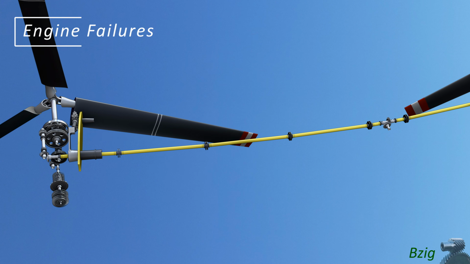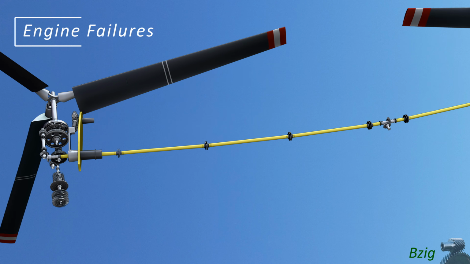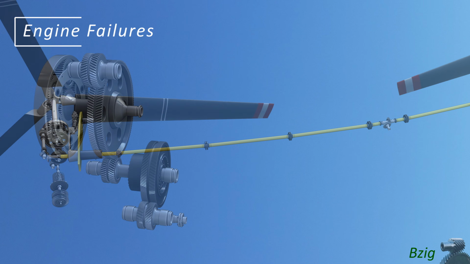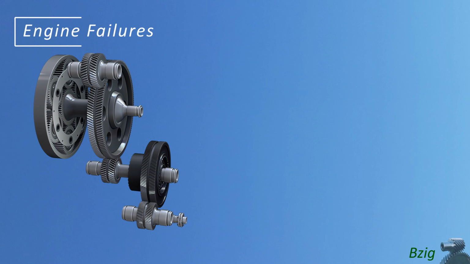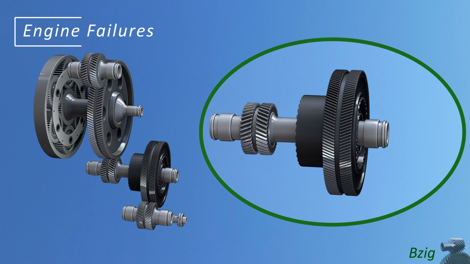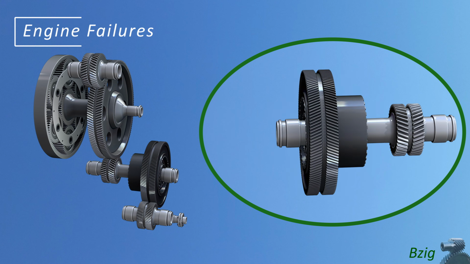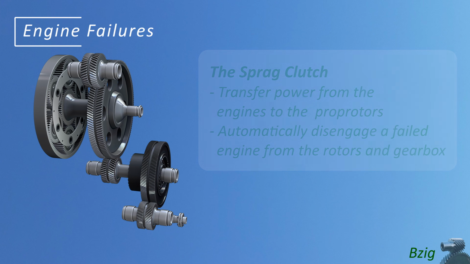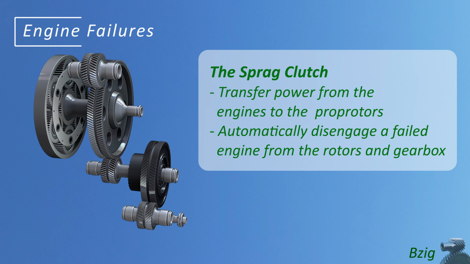I've mentioned engine failures a few times in this video and how the interconnect drive system is critical for transferring power after an engine failure. Another critical component when it comes to operating with a failed engine is the clutch within the Proprotor gearbox. This device is alternately called a freewheeling unit, a Sprag clutch, or an overrunning clutch. Those terms all mean the same thing. The purpose of the clutch is to allow a one-to-one transfer of engine power into the prop rotors, but to also automatically disengage after an engine failure when the power flows in the opposite direction.